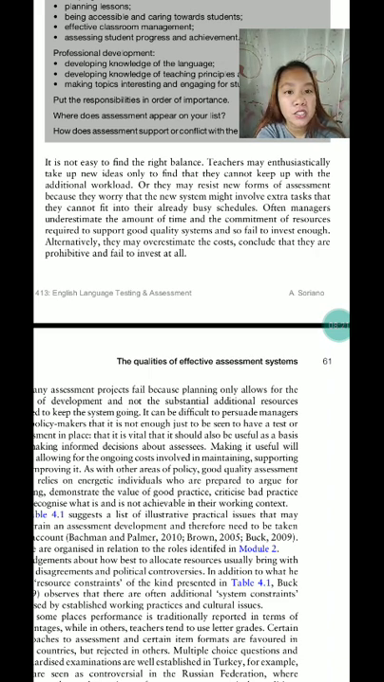Often managers underestimate the amount of time and the commitment of resources required to support a good quality system and so fail to invest enough. Alternatively, they may overestimate the costs, conclude that they are prohibitive and fail to invest at all.